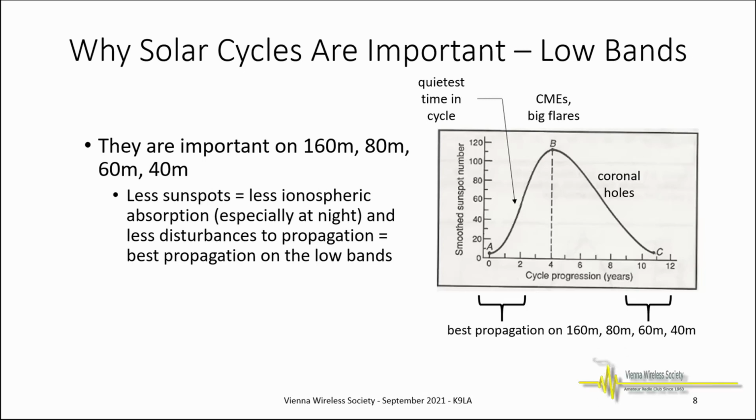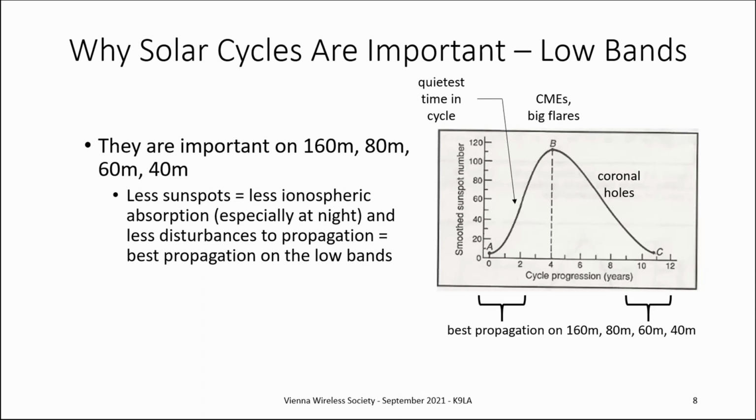I also added where disturbances to propagation kind of fall in a solar cycle. Coronal mass ejections, which can screw up the Earth's magnetic field, which screws up the F2 region, are most prevalent around solar maximum. Big solar flares are also most prevalent around solar maximum. Big solar flares can cause radio blackouts when the bands go dead and you don't hear anything.